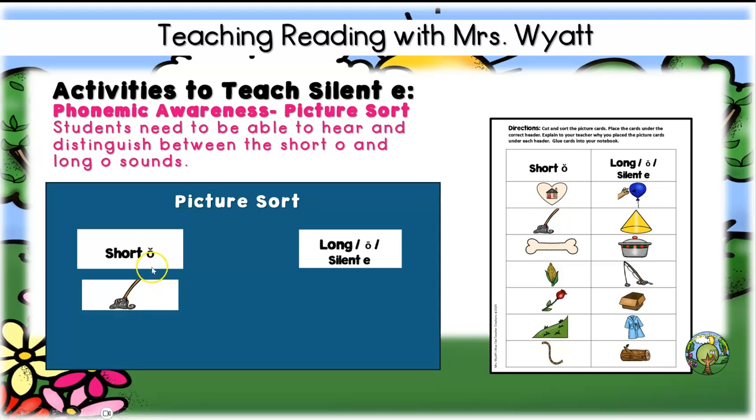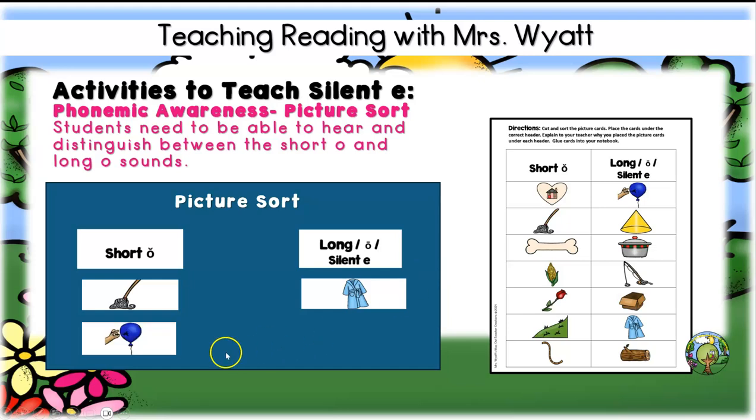Mop. I'm hearing that short O, so it's a short O. Robe. Robe. I'm hearing that long O sound. And then you would just continue through. Pop. They would stretch those sounds out. Pop. And know that that is a short O sound. And then one more. We have pole. Pole. That's that long O pattern.